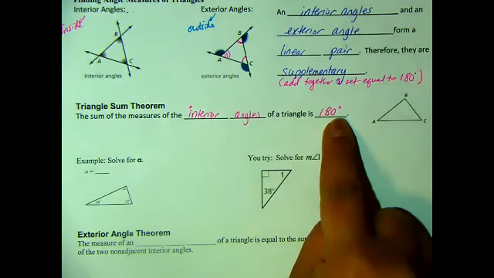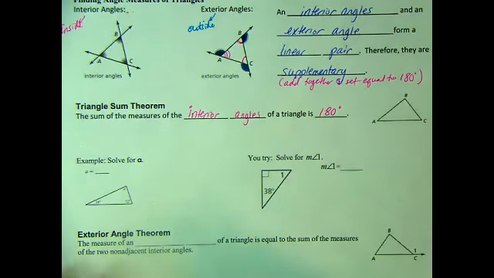Is that any triangle? Yep, that is any Euclidean triangle. This is my favorite geometry theorem because it just applies to any triangle. The angles always add up to 180. Yes, the interior angles always add up to 180 degrees for any triangle.